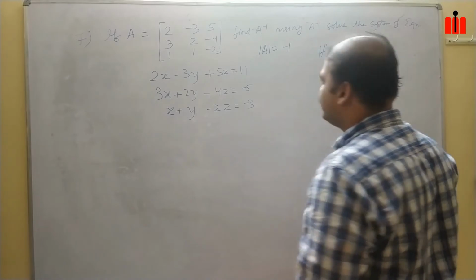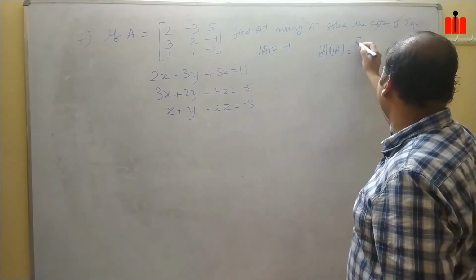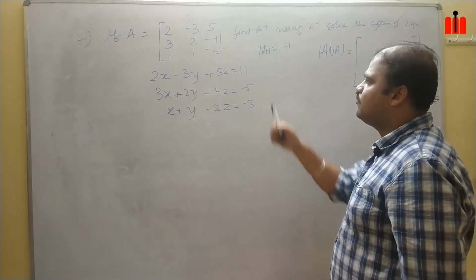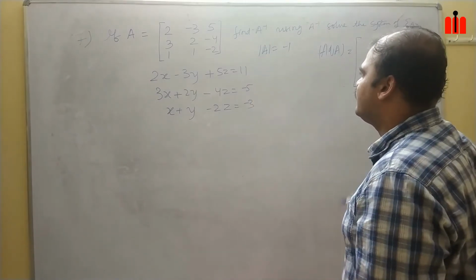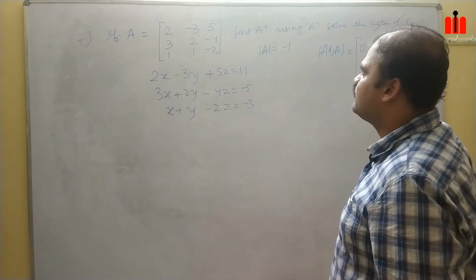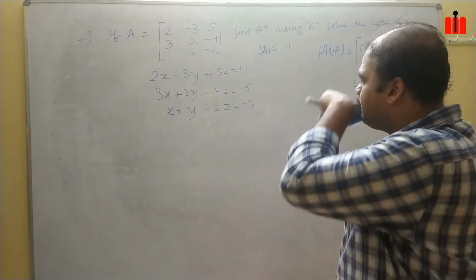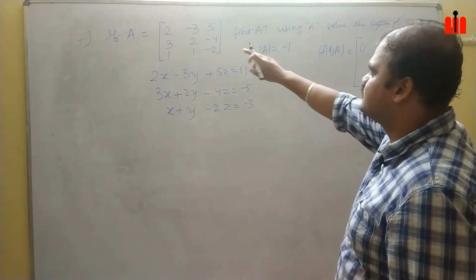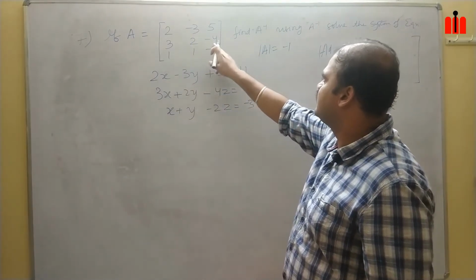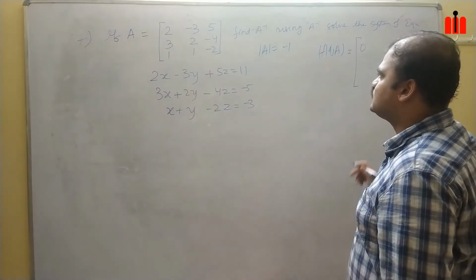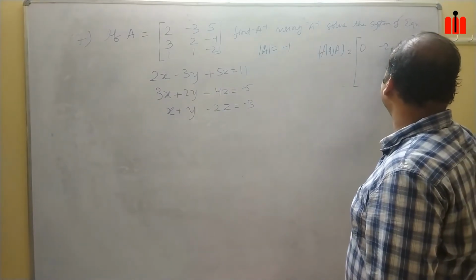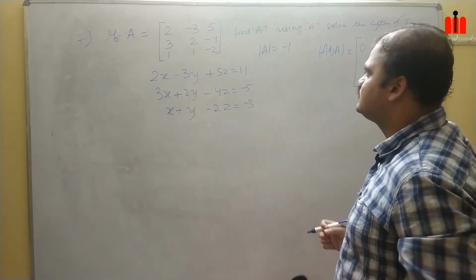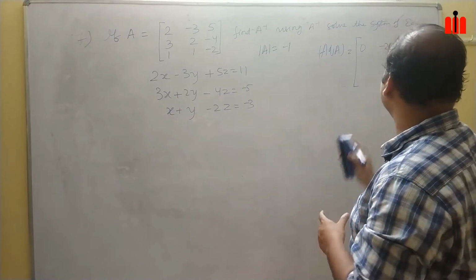Adjoint of A. What will be the adjoint of A? It will be the cofactors, transpose. So let's write the cofactors. Cofactor of 2 is minus 4 plus 4, 0. Cofactor of minus 3 is minus 6 plus 4, which is minus 2. Okay, because it is the negative of the minor, so it will be 2.